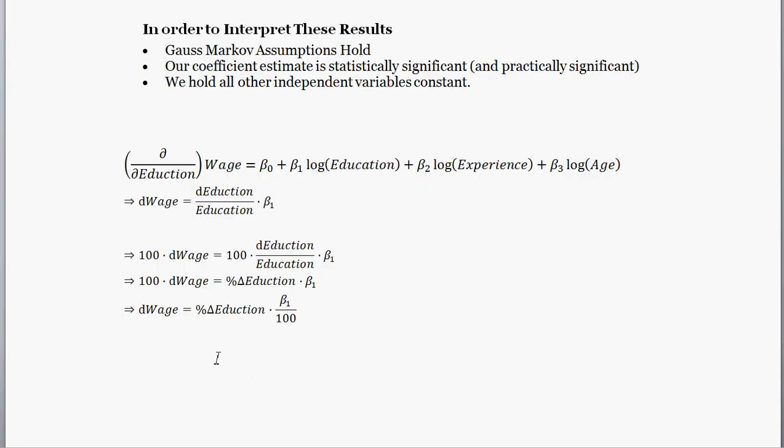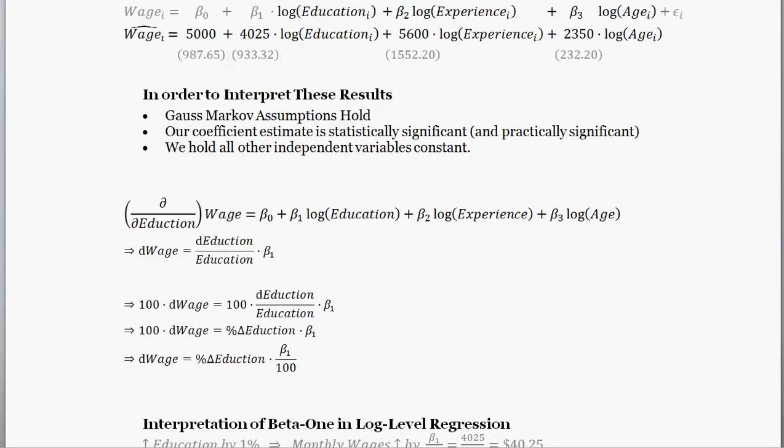Let's do that with our education example. Our estimate for beta 1 here is 4,025. It's statistically significant, we're going to say it's practically significant, we're going to say that the Gauss-Markov assumptions hold, and we're holding all the other variables constant. What does this 4,025 mean?